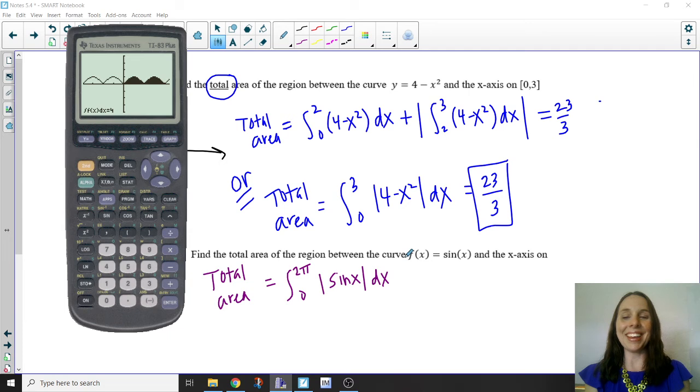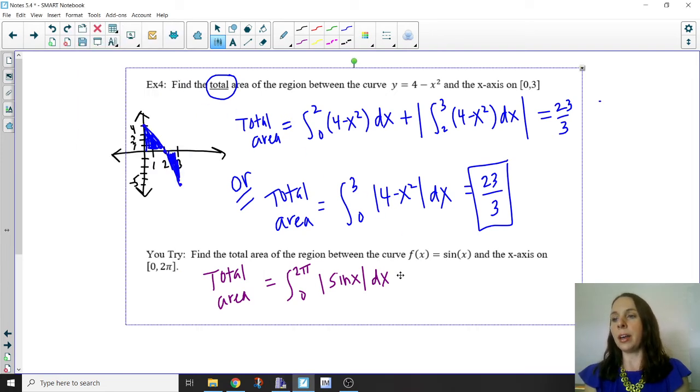Yay, the answer's 4, which makes sense if you remember that we said the integral from 0 to pi is 2. Here you're just adding another 2 on now, so that is 4.